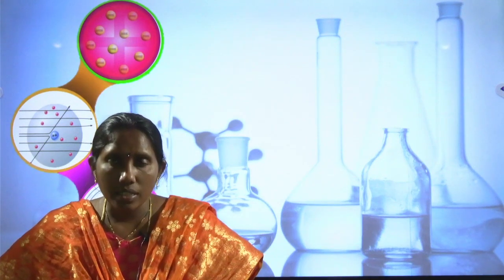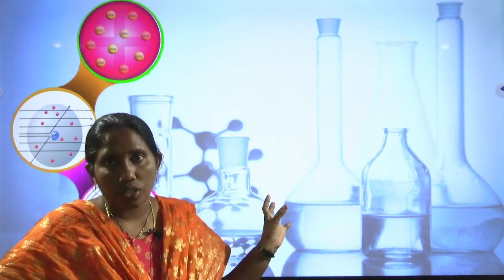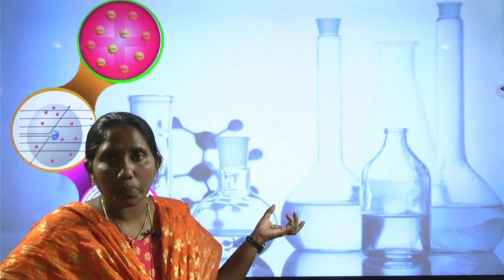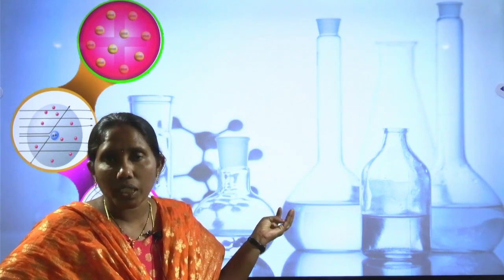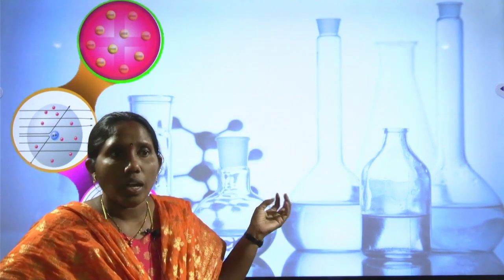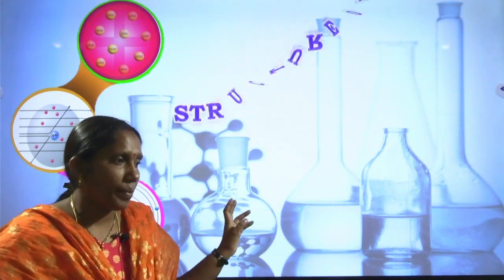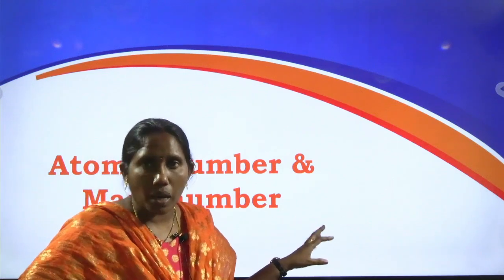In today's class, we are going to discuss atomic structure of the atom. In structure of the atom, we have so many subtopics. In today's session, we are going to start with atomic number, mass number and isotopes. Okay, let us start with what is atomic structure, in that atomic number and mass number.